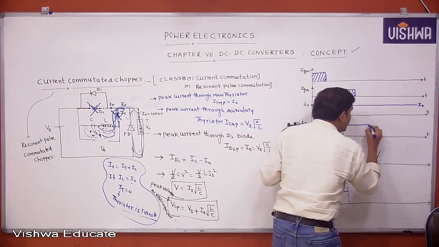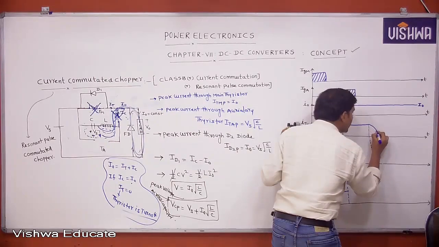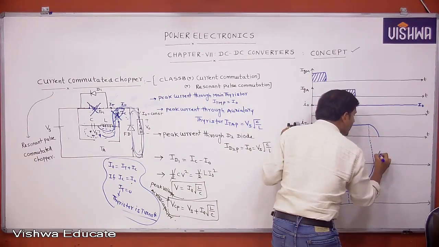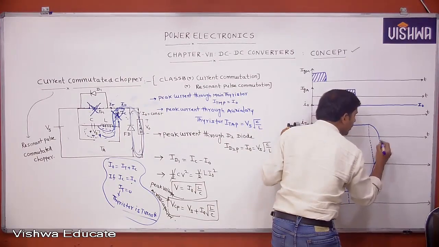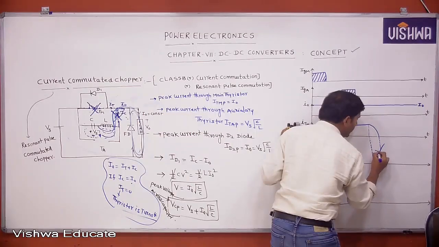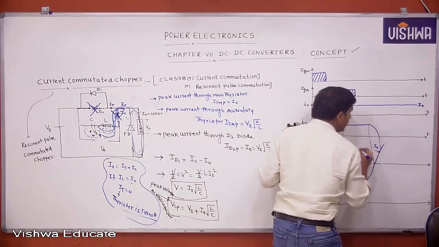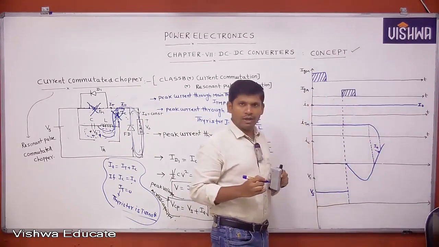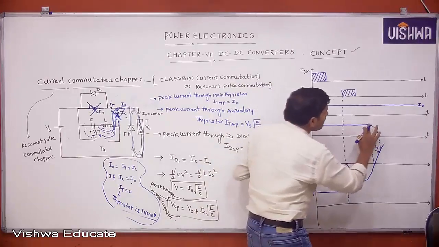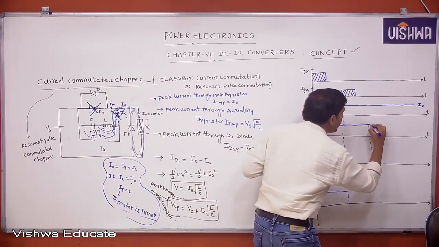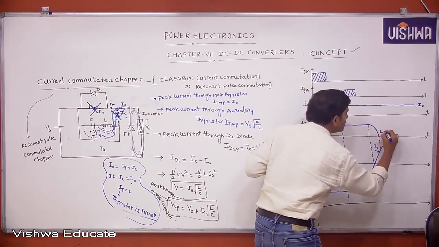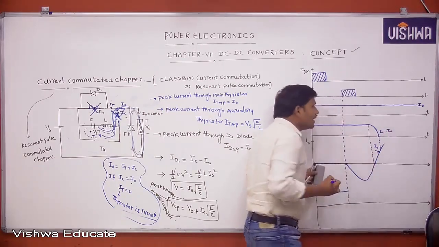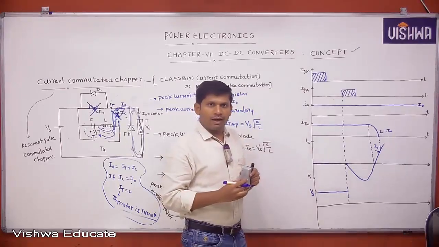Then what is the thyristor current? What is the main thyristor current? Slowly decreasing. Whenever the capacitor current is equal to the load current, I naught, the main thyristor current falls to 0. That is, the main thyristor will be turned off. At this instant, IC becomes I naught. Then the main thyristor current falls to 0.